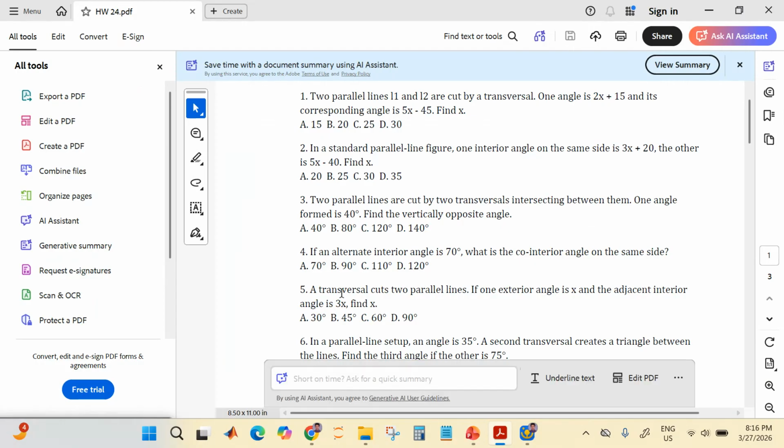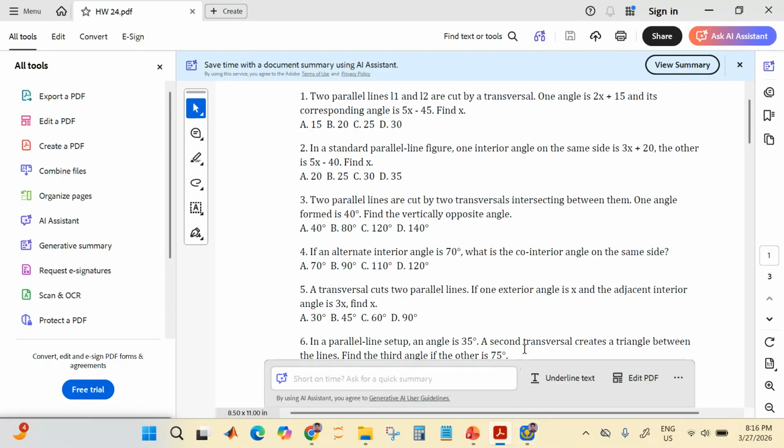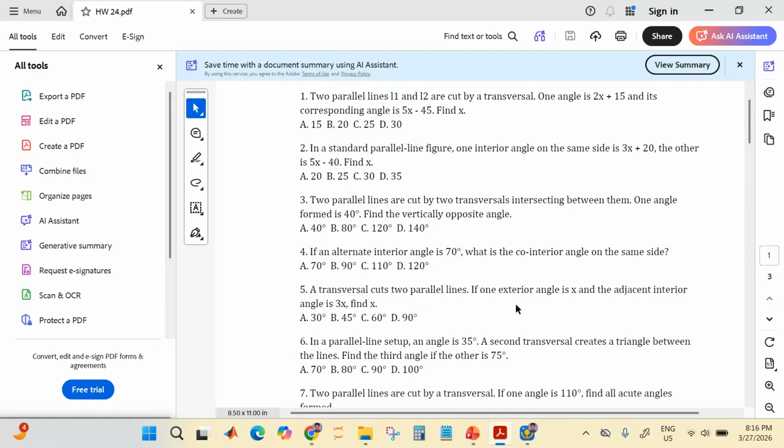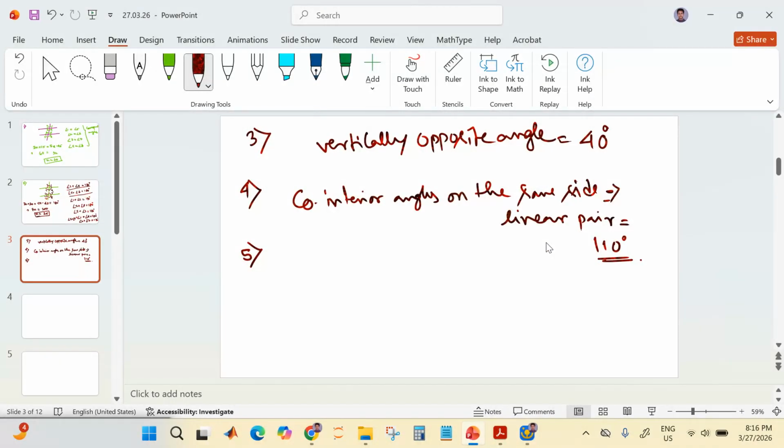Question number 5. A transversal cuts two parallel lines. If one exterior angle is x and adjacent interior angle is 3x, find x. So draw the figure. You have to draw it. Exterior angle and adjacent interior angle. Okay, let's draw it. So two parallel lines and one transversal cut. So the figure remains same.